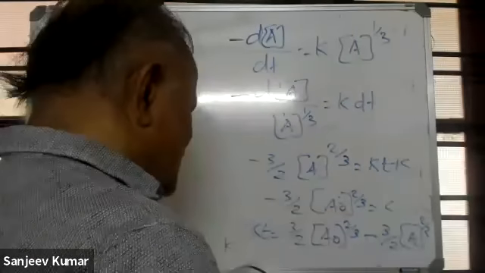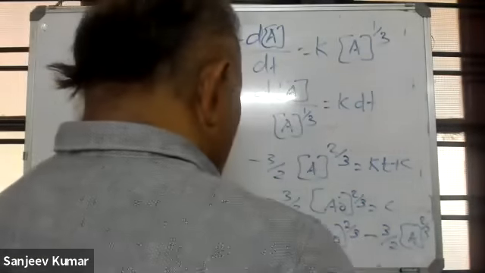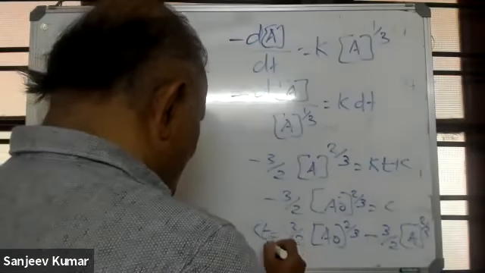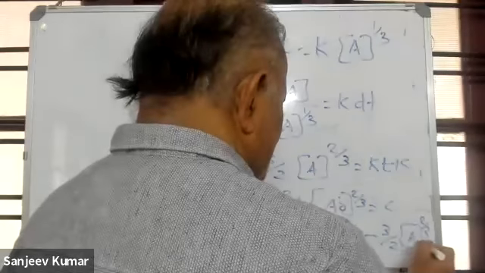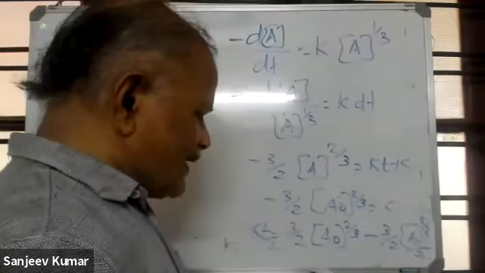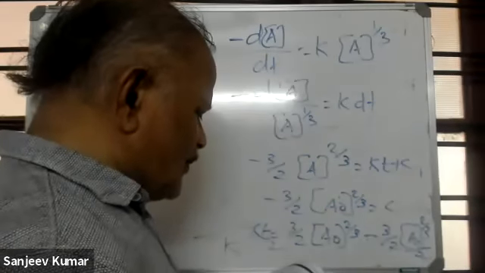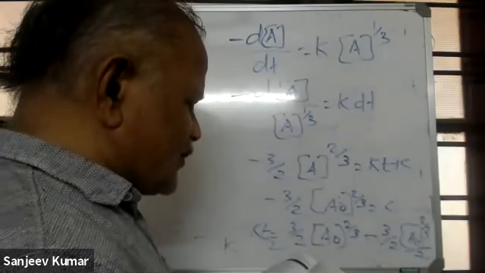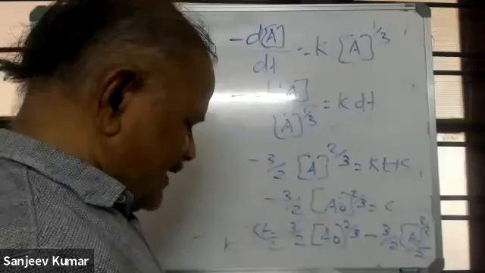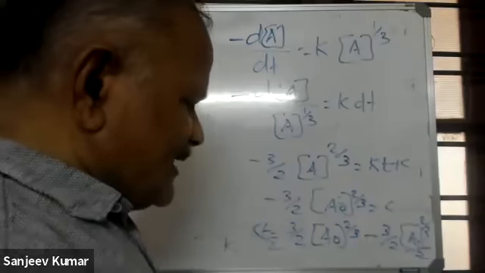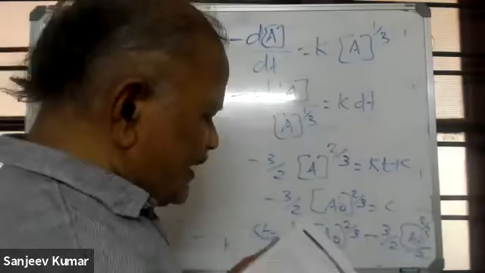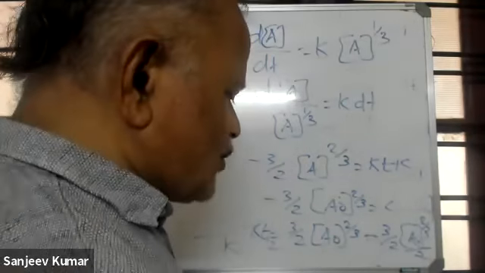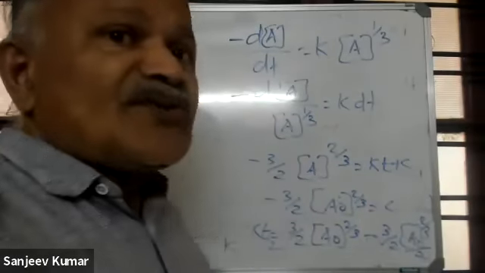And that is T is equal to T of A is equal to A0 by 2. Therefore, K into T is equal to 3 by 2 A0 raised to 2 by 3 minus 3 by 2 (A0 by 2) raised to 2 by 3. You will get T is equal to 3 into A0 raised to 2 by 3 into 2 raised to 2 by 3 minus 1, by 2 raised to 2 by 3 into K. Choice is C.